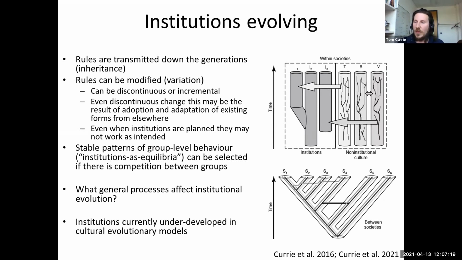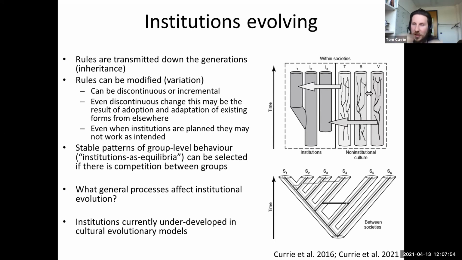Even sometimes when it looks like there's a big change in a society, often that's involving adopting something from another society or adapting it from somewhere else. A good example of that is when Japan opened up to the West in the 1800s after several hundred years of isolation. Then they adopted lots of forms of Western societies at that time, but they also adapted them to incorporate elements of traditional Japanese society as well.